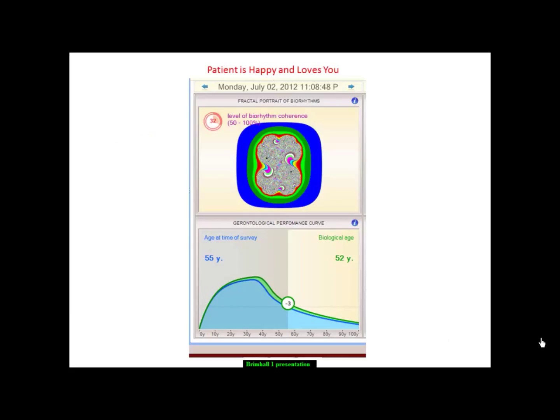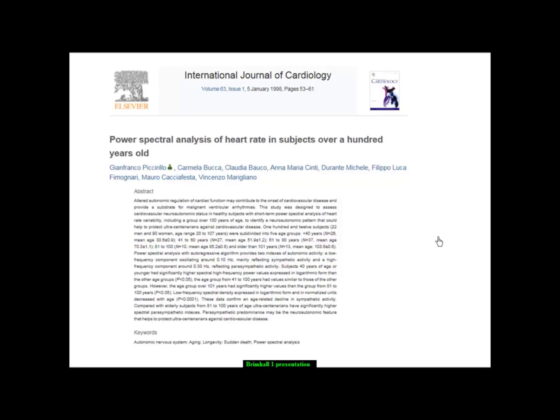And this is an example. This is a person that we measured with the HeartQuest, and they're 55 years old, but they're more like 52. And patients just love this. The patient is happy when you can do this with them, and they love you. They really do. They go, oh, they're so grateful when you show them that you could drop their age from their actual age and drop their biological age. They just love that.